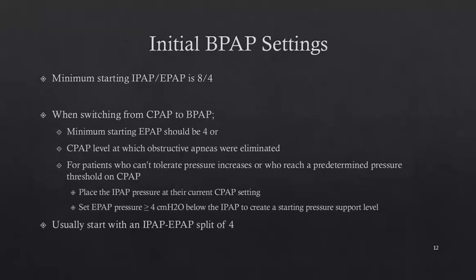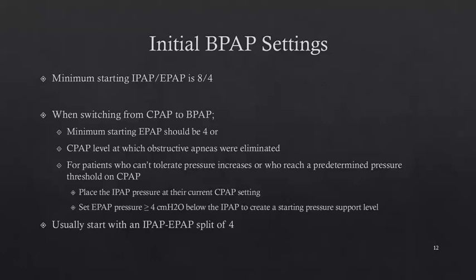When making the jump, the initial starting settings can be based on what you're going off of with your titration. If you're doing a straight BiPAP titration, the initial starting setting is 8/4. If you're making the jump from CPAP to BiPAP, your minimum starting EPAP should be at least 4. Or what you can do is set your EPAP at the CPAP level where obstructive apneas were eliminated, and then set IPAP 4 above that.